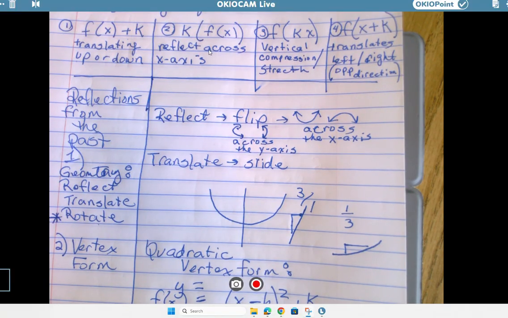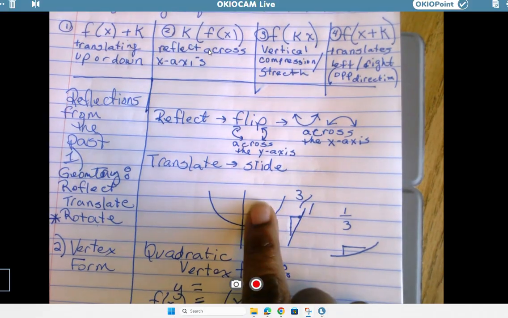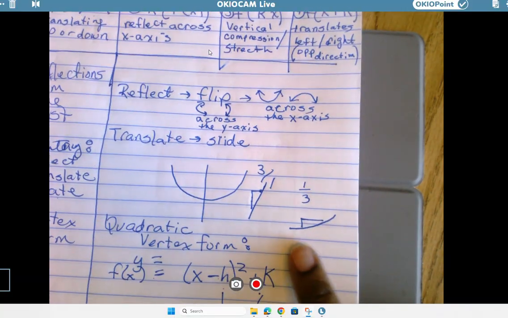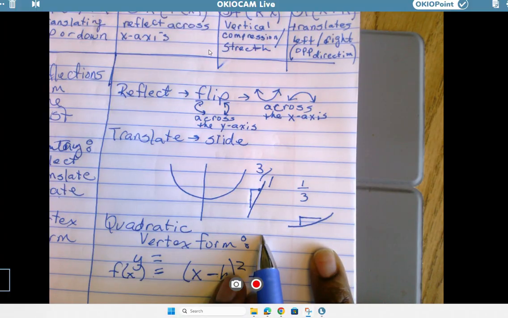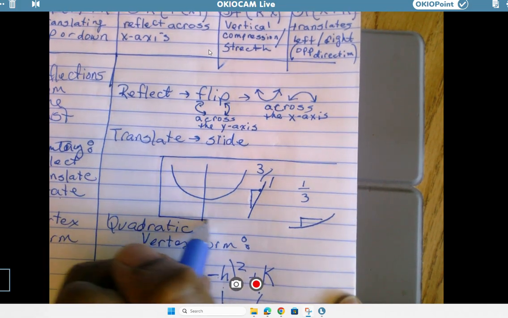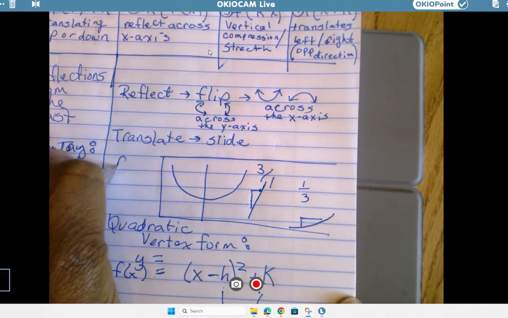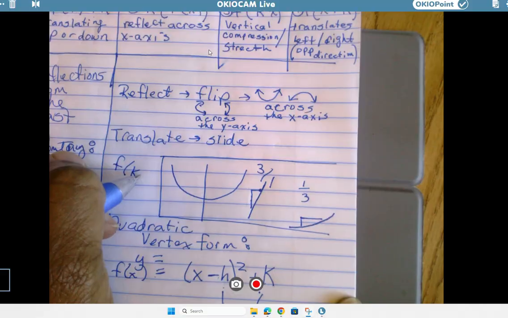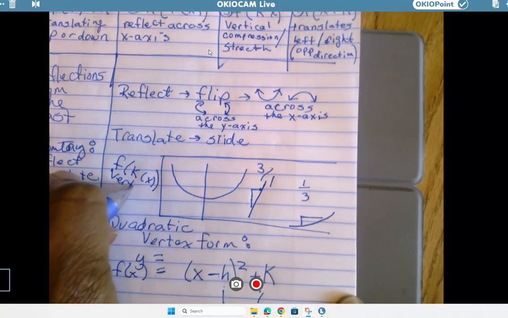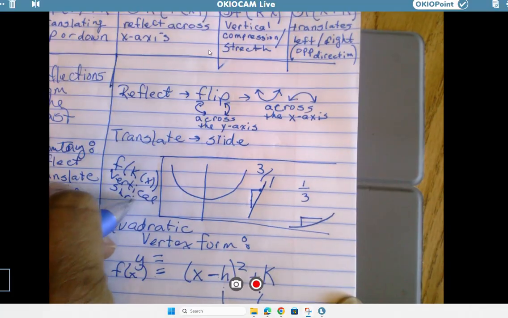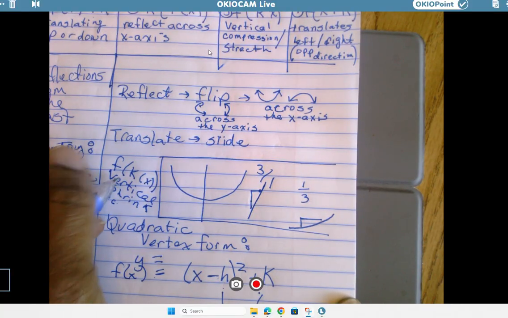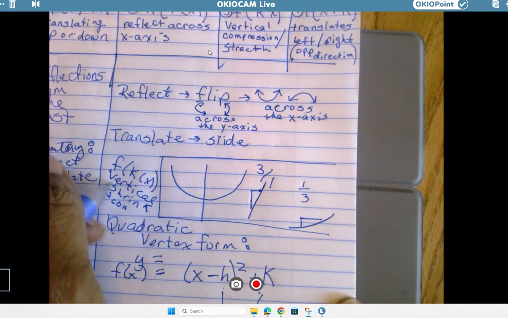This one right here? No, I didn't label that. If I label it, what should we label it as? These 3 things right here is what I was using to explain f of k of x. And that is the vertical stretch or compression.